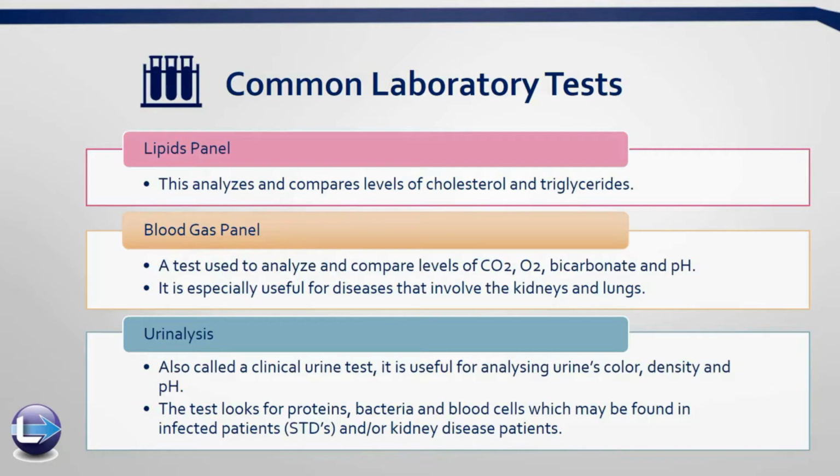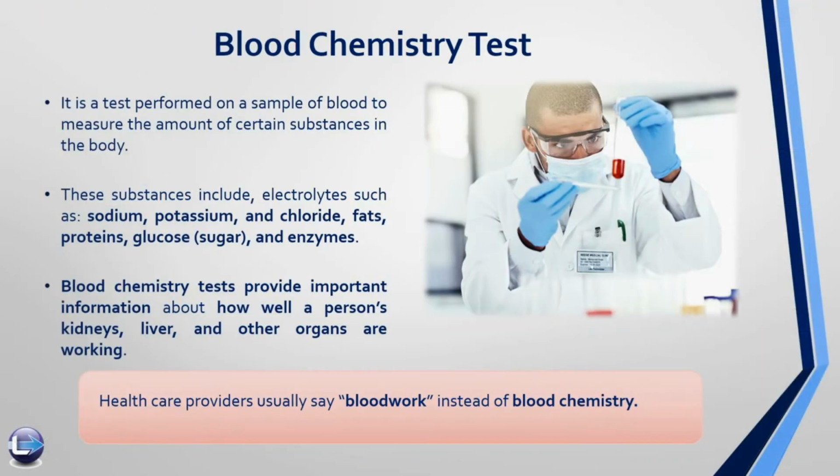Blood chemistry test. It is a test performed on a sample of blood to measure the amount of a certain substance in the body. These substances include electrolytes such as sodium, potassium, and chloride, fats, proteins, glucose or sugar, and enzymes. Blood chemistry tests provide important information about how well a person's kidneys, liver, and other organs are working. Healthcare providers usually say blood work instead of blood chemistry.